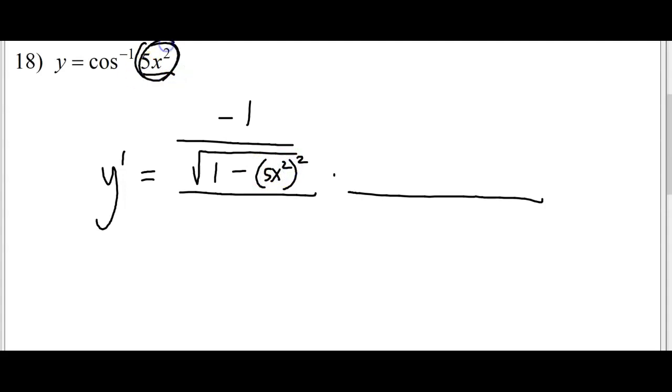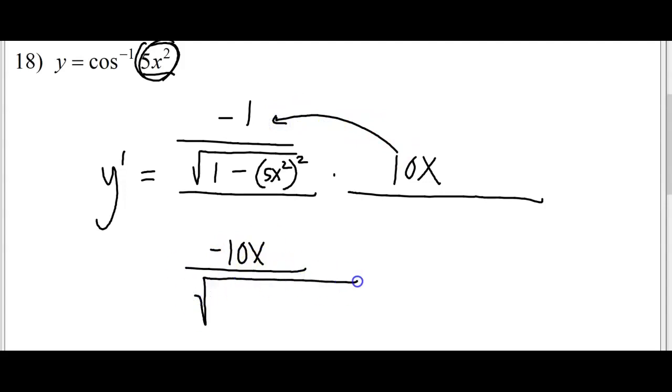Our derivative of the inside is 10x. Okay, so simplifying this, we multiply the 10 to the top, and we get negative 10x. And then on the bottom, we're going to square the 5, and we get 1 minus 25x to the 4th power, because you also square that x squared. And that would be our final answer there.